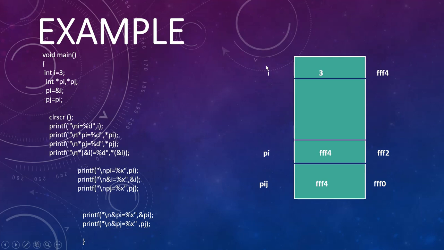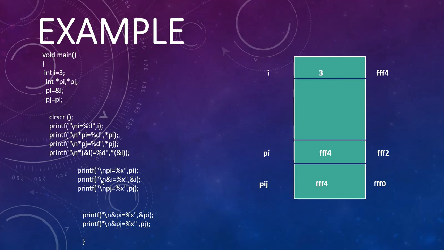Now first we want to print the value of i. This is just %i, which is 3. *pi means this is 3. *pj again is 3. The address of i, its value is again 3. It means all the possibilities of printing give 3.